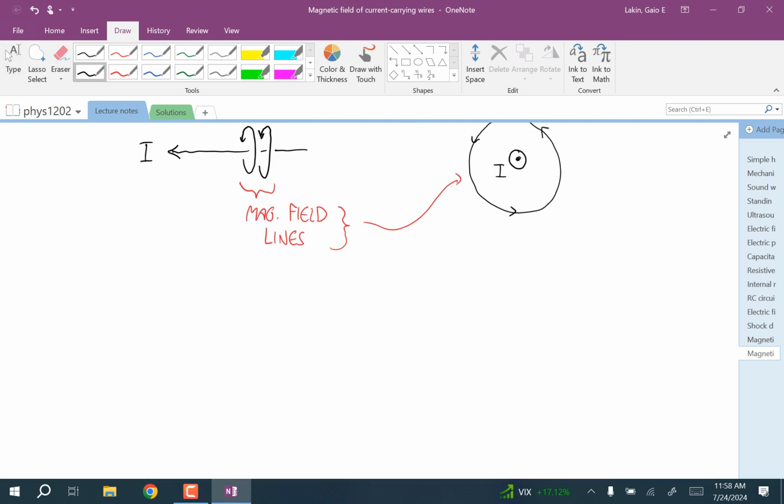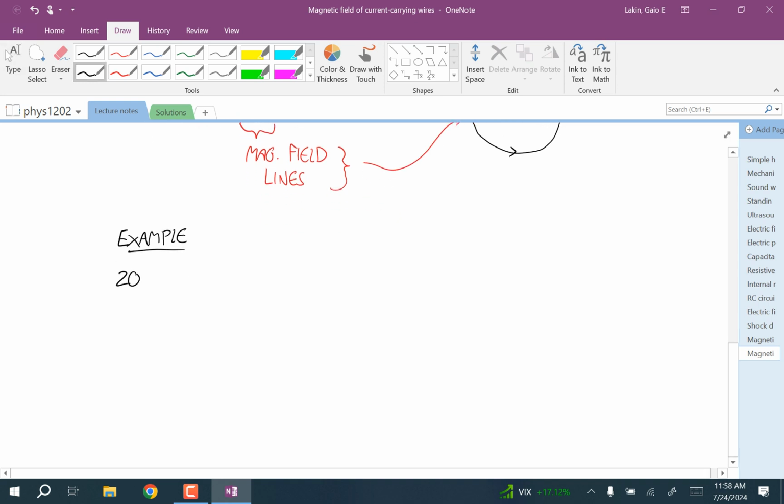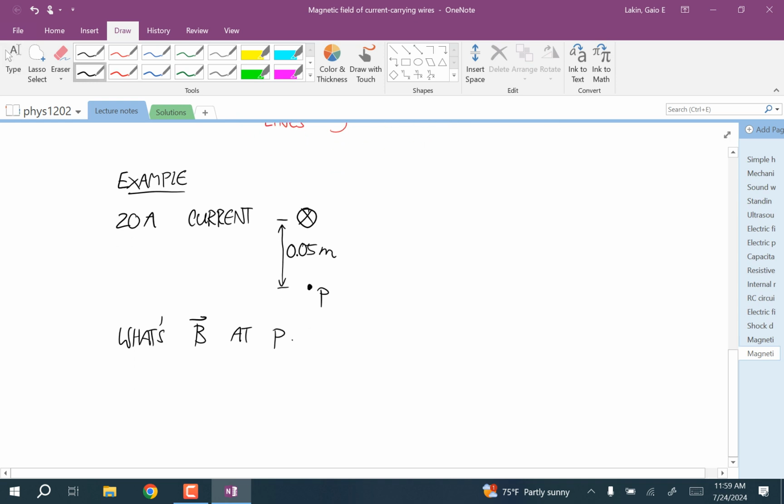Okay, let's put these together in an example problem. So let's say that there's a 20 amp current, and let's say that it's going into the page. And let's say we want to know the magnetic field vector at this point P, where these are 5 centimeters apart. So we want the magnetic field vector at this point P.